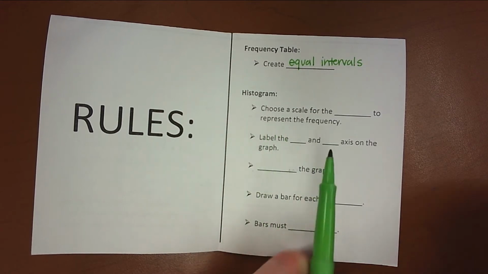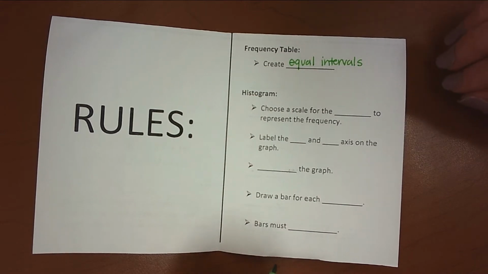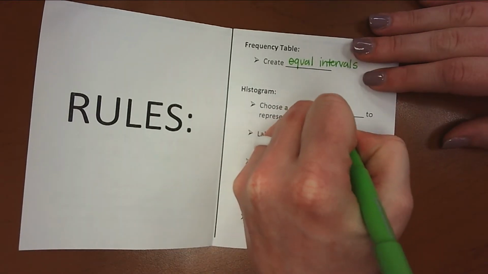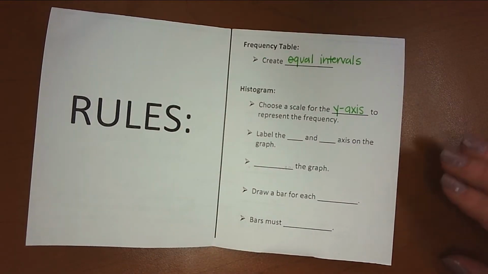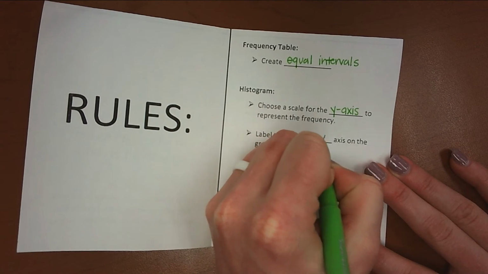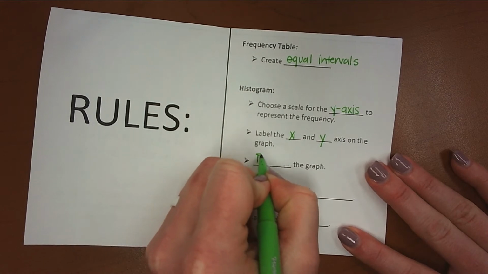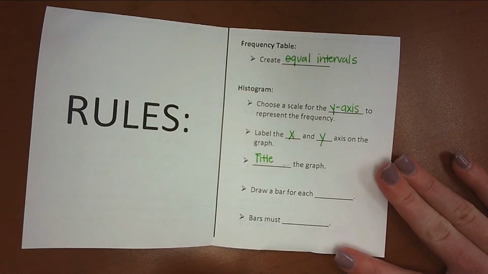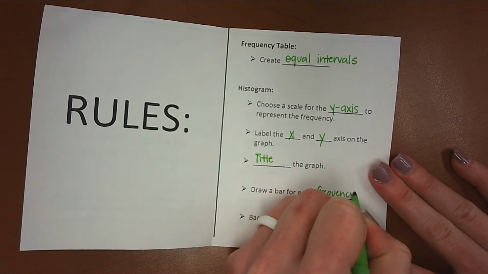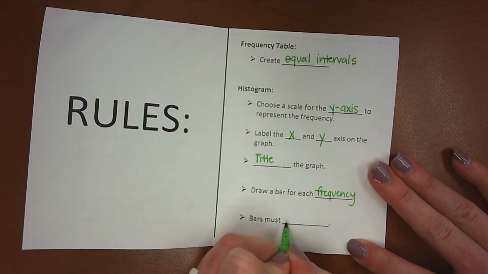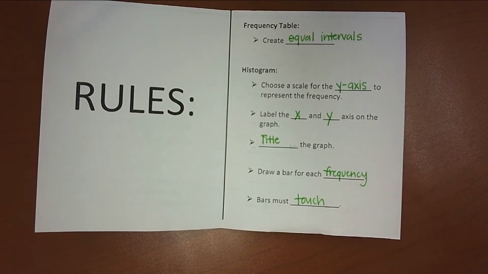where we choose a scale factor for the y-axis to represent the frequency. We label the x and y-axis on the graph. We title the graph. We draw a bar for each frequency. And we must also know that bars must touch on a histogram. So that's kind of what makes a histogram special.